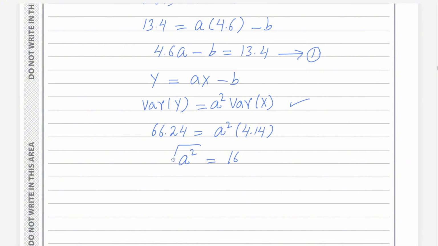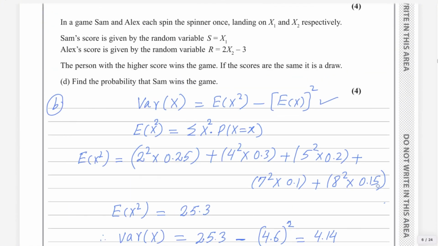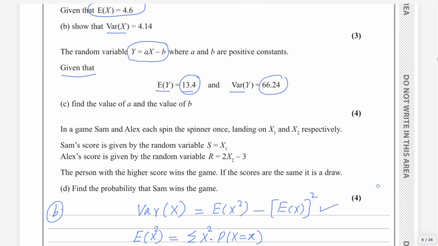And then you take the square root of both sides, and we will get the answer for a as plus or minus 4, but we will keep the positive value only, positive 4, as a is positive. It is given in the question. If you read the statement, a and b are positive constants. Here it is given. Okay, be careful.